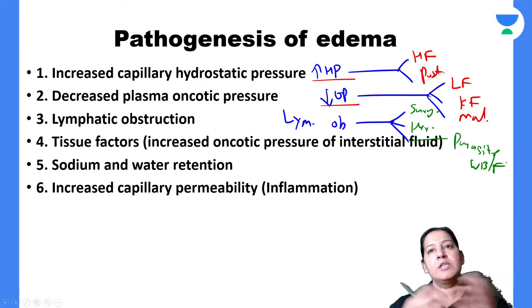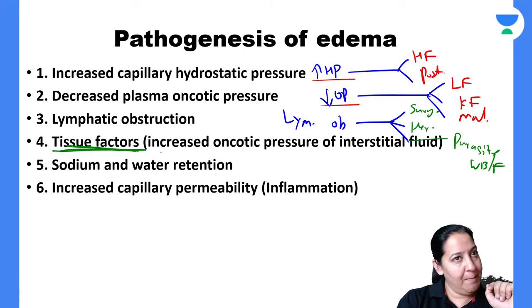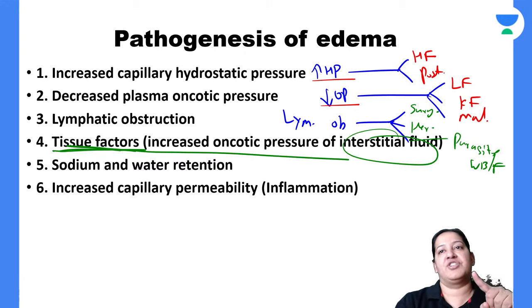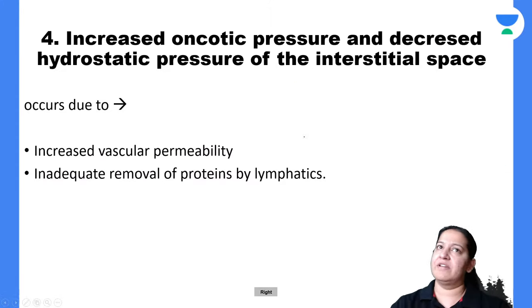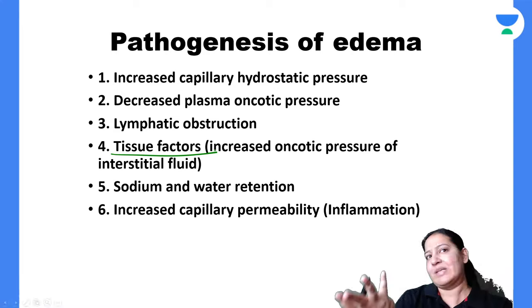You got it? The fourth, I'm not explaining, it is the minor pressure change, that is interstitial fluid pressure change. There is no example of it, so leave it. The fourth one, only enumerate, but there is no example of it.